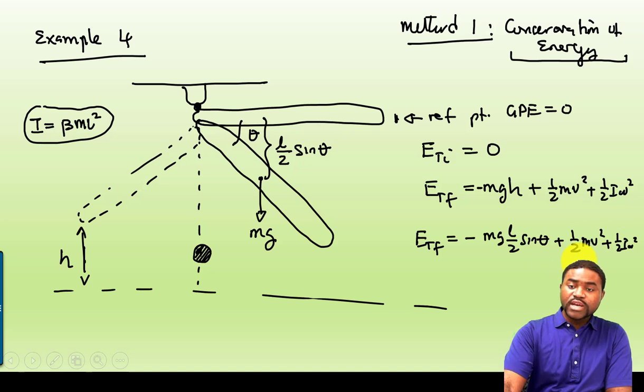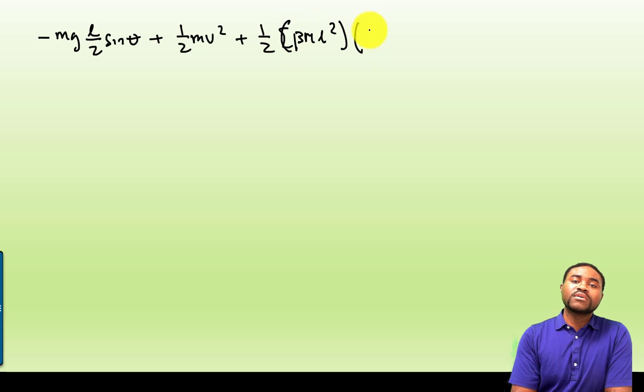I'm moving on to the next slide. Therefore, we have negative mgL over 2 sine theta plus half mv squared plus half bracket beta mL squared multiplied by v squared divided by, what will be the radius? This will be L divided by 2. I'm going to do this all squared. All of this should be equal to 0.